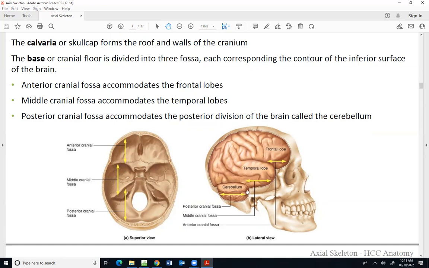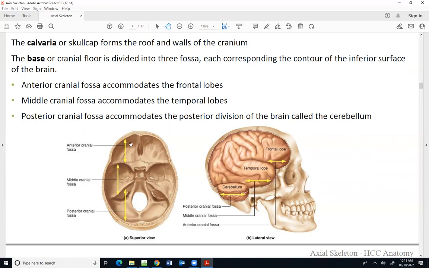And these indentations, which are very easily shown here in our lateral view, help to cradle the different contours of the brain. The anterior cranial fossa cradles the frontal lobes, the middle cradles the temporal lobes, and then in the back of the brain is what we call the cerebellum, and that's cradled by the posterior cranial fossa. Pretty easy to tell here in the lateral view because we know the face is anterior, so this makes this anterior, middle, and then posterior.